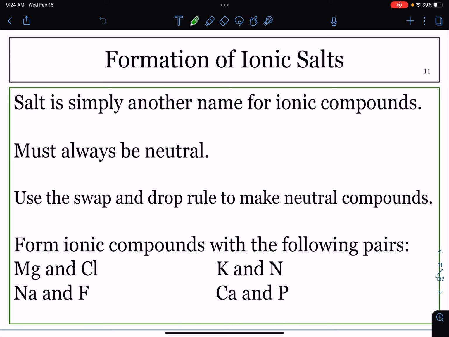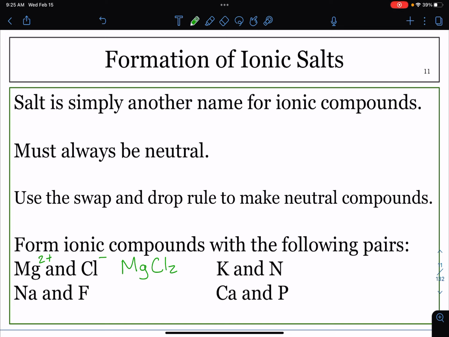Let's find the charges by looking at the periodic table for each of these elements. Magnesium has a 2+ charge. Chlorine has a -1 charge. We can see that we need 2 chlorines in order to make a neutral compound between these two elements. If we were to swap the numbers of the charges and drop them into subscripts by putting a 1 on the magnesium and a 2 on the chlorine, we have a neutral compound between magnesium and chlorine.